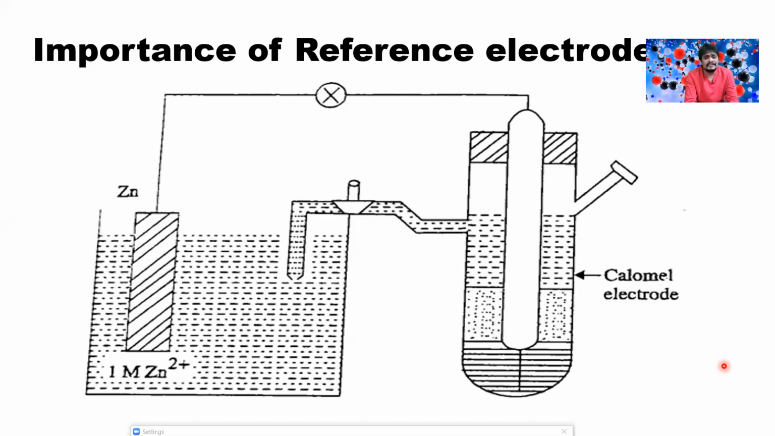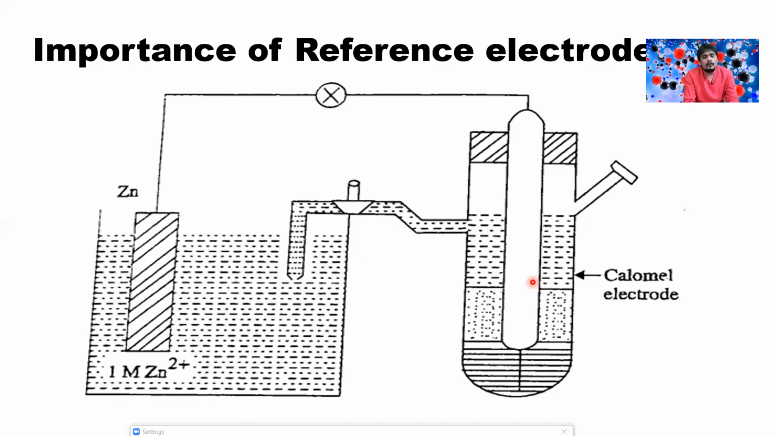Now, if you see this figure, this is the calomel electrode, which is the secondary reference electrode, and it is attached to the zinc electrode. By attaching the zinc electrode, what is the reference electrode used for? It is used for determining the standard electrode potential of the electrode. The zinc being attached to the calomel electrode means that we are going to determine the standard electrode potential of the zinc.